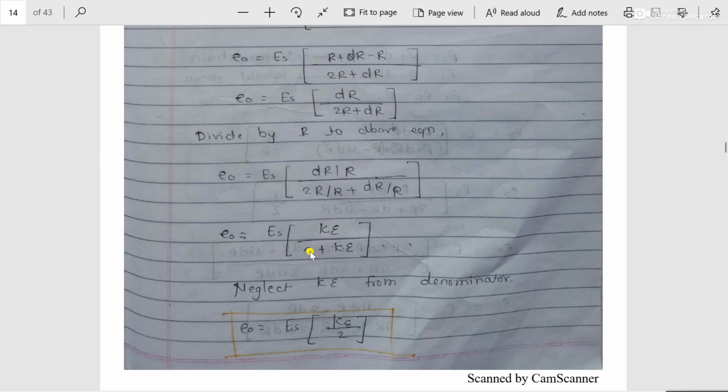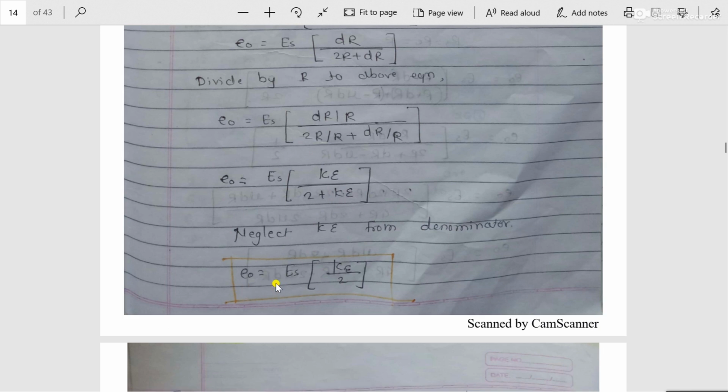So only 2 is remaining, plus once again delta R upon R I have written in the form of K into epsilon. But as we know, whatever K into epsilon terms are present at the denominator, we have to neglect all the K into epsilon terms from the denominator. So by neglecting this K into epsilon from the denominator, the final equation becomes E0 is equal to ES in bracket K into epsilon divided by 2, and this is the output of the 2-arm sensitive bridge circuit when it is subjected to same in magnitude and the same in nature.